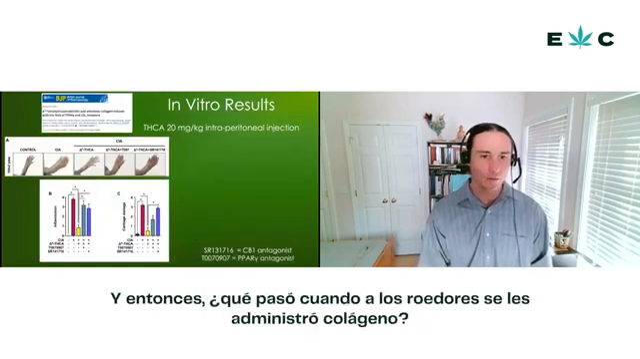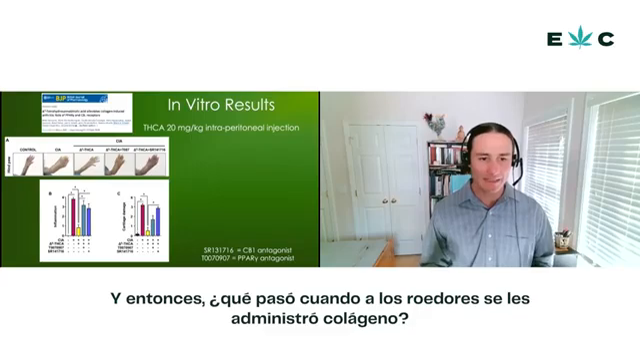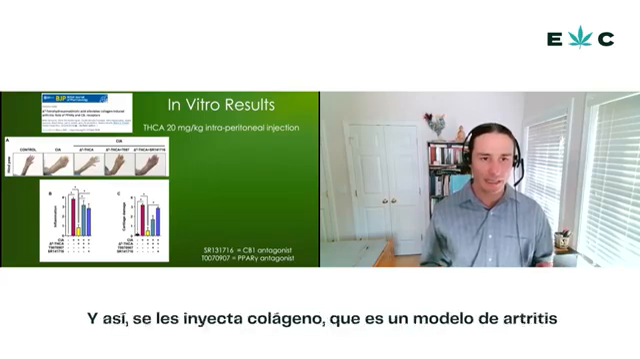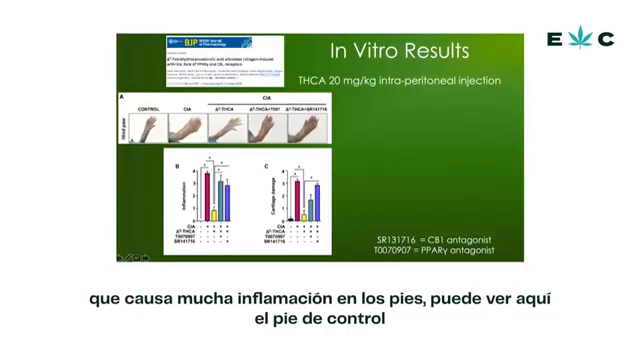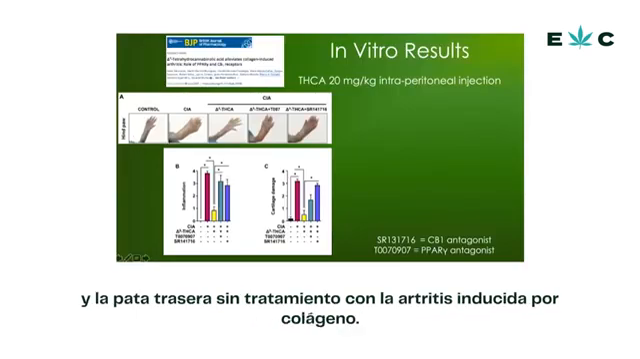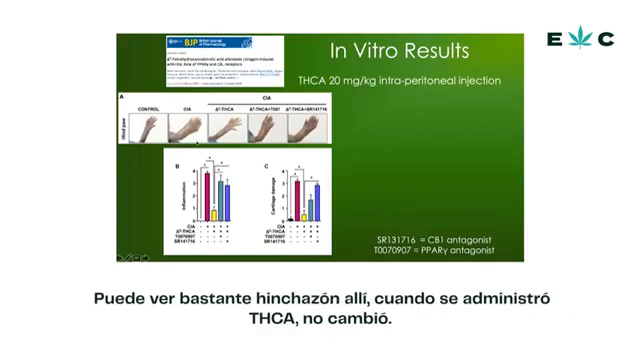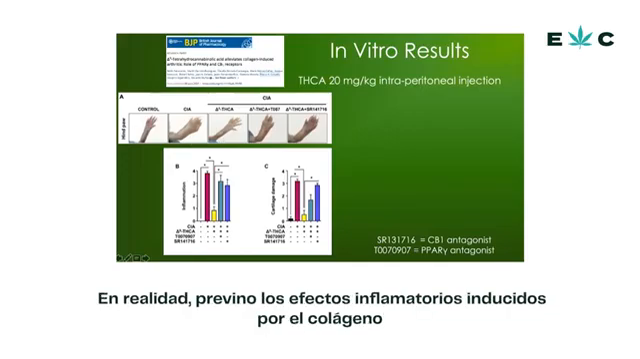And so what happened when rodents were administered collagen, which is a model of arthritis? It causes a lot of pain and inflammation in the feet. You can see here's the control foot, the hind paw, with no treatment. With the collagen-induced arthritis, you can see quite a lot of swelling there. When THCA was given, it didn't change. It actually prevented the collagen-induced inflammatory effects.